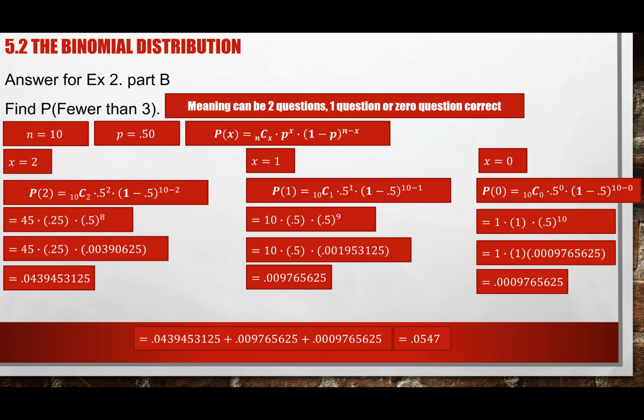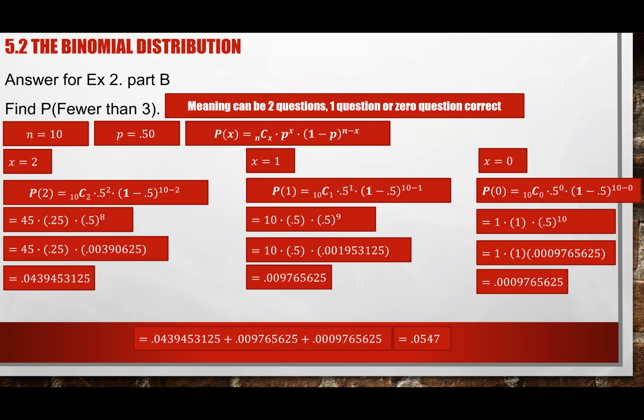For the final answer, most of your Connect math problems ask you for 4 decimal places. I think 4 is the most that they ask you. If they ask you for 6, then you want to keep 8 decimal places until the last answer. The difference between this problem, part B, versus part A is that in part A they just ask you for exactly 4 questions. Part B, they ask you fewer than 3.